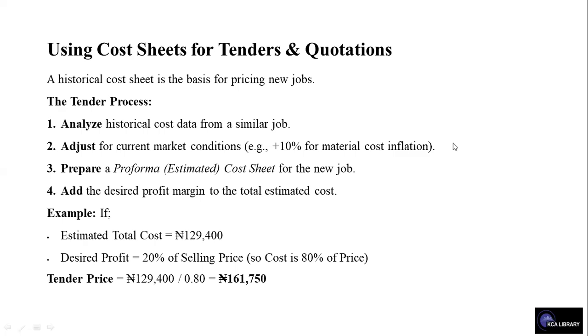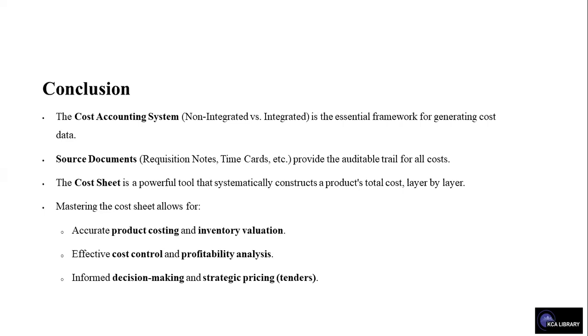An example is if the estimated total cost is 129,400 and the desired profit is 20% of selling price. So the cost is 80% of price. With that, to get the tender price, it's 129,400 divided by 0.80, which is the 80%. And it gives the tender price to be 161,750 naira.